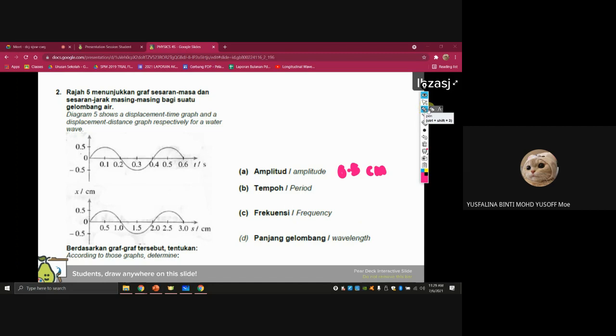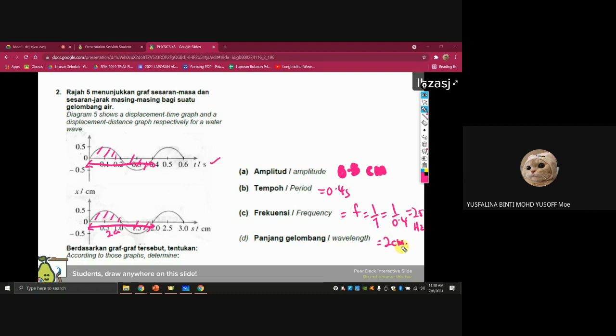Okay, and for the period, we have to take the displacement-time graph. So the period, two semicircles, means from here to here, so here is 0.4 second. Then the frequency is 1 over T, so 1 divided by 0.4 is 2.5 hertz. For the wavelength, you have to take the displacement-distance graph. Again two semicircles, so the answer is 2 cm.